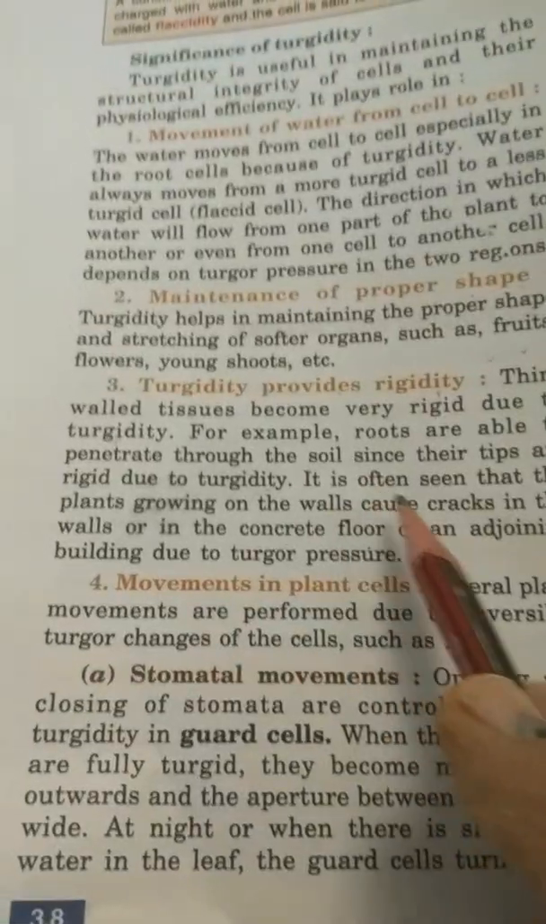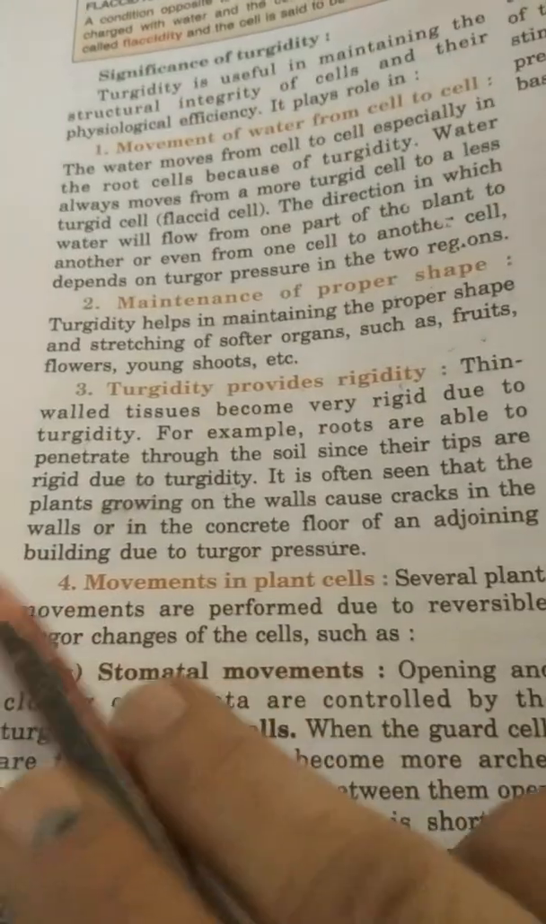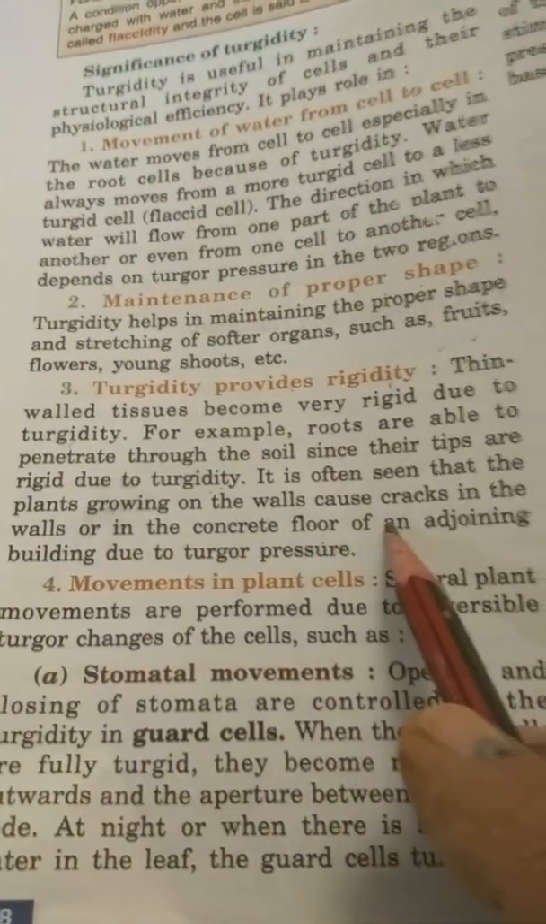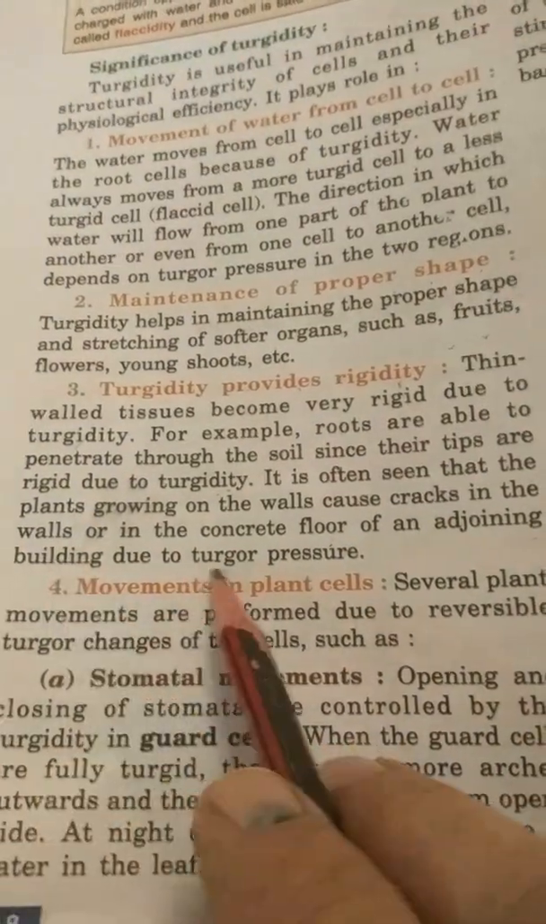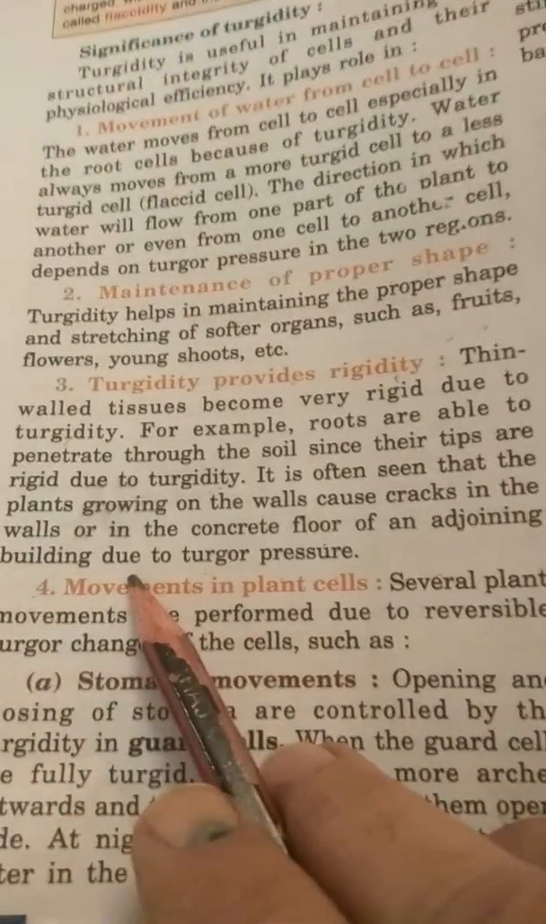Similarly, thin-walled tissue, for example in roots also, the roots are able to penetrate through the soil since their tips become rigid due to turgidity. It is often seen that the plants growing on the walls cause cracks in the walls or in the concrete floor of an adjoining building due to turgor pressure.